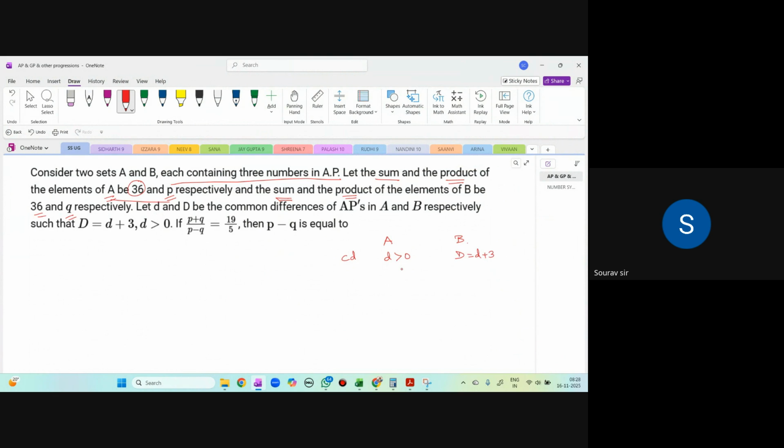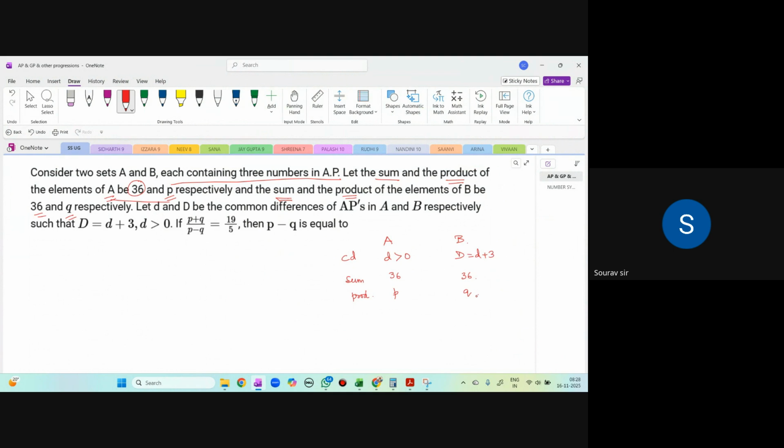Right. Now, the sum of the first series is 36. Sum of the second series is also 36. Product of the first series is P. Product of the second series is P.